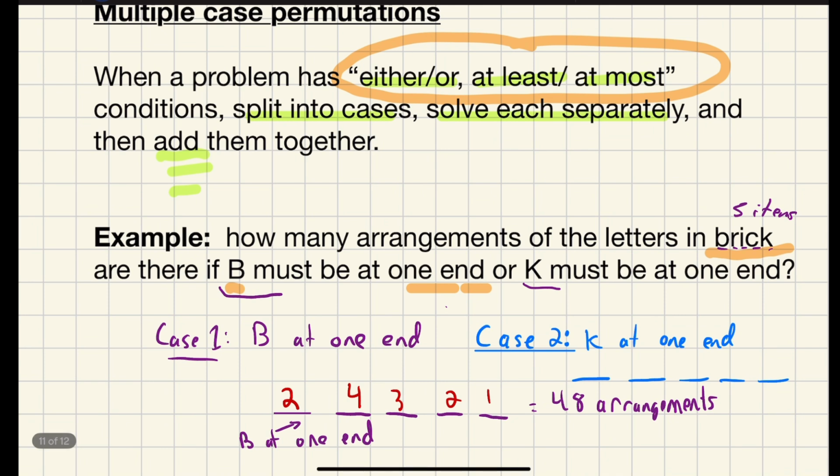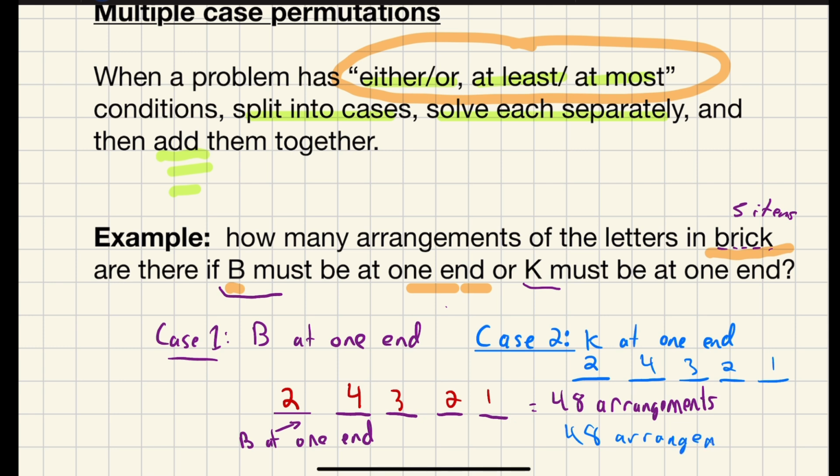Now the second case, where the K is at one end, it's the same thing. The K could be at the beginning or the end, so it's going to have 2 possibilities, and we're going to group it as one item. The fact that it could be at either side of the word is one item, which leaves us with, again, the remaining 4 letters to arrange, which would be 4 factorial. So 2, and then 4, 3, 2, 1. And just like the previous case, that too is going to have 48 arrangements.